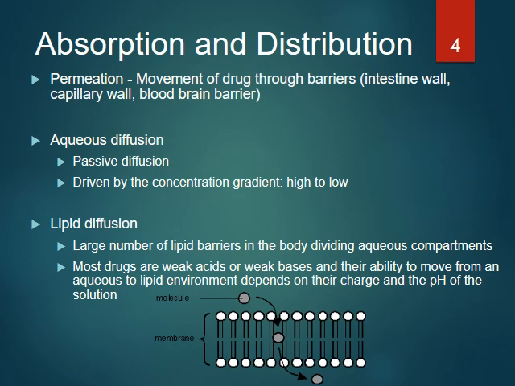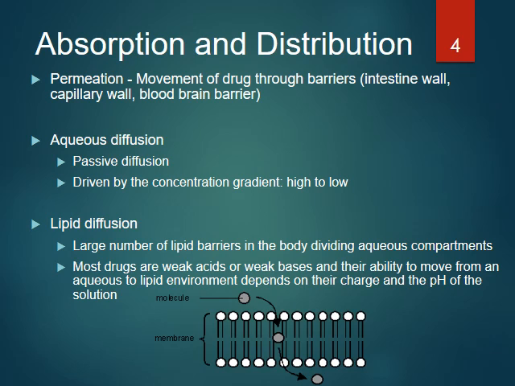Once a drug or a molecule has undergone this aqueous diffusion, in order to cross these biological barriers, it's going to have to undergo lipid diffusion, where the drugs are able to cross these lipid membranes to, say, go from the GI tract across the intestinal wall, or from the bloodstream across the blood-brain barrier to get to the CNS. One of the big factors influencing this is whether the drugs themselves are weak acids or weak bases, and then depending on that, their pKa and also the pH of the solution they're in, because this can change the charge on the molecule.